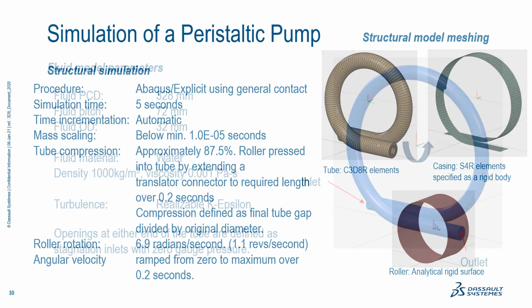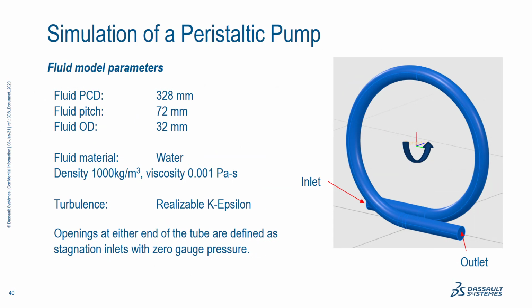In the fluid model, we have the inside domain of the tube with water in this case, and a turbulence model that is called realizable k-epsilon. We can choose other turbulence models as well. This is the model that we are using for internal analysis. And the openings at the end of the tube are defined as stagnation inlets with zero gauge pressure.